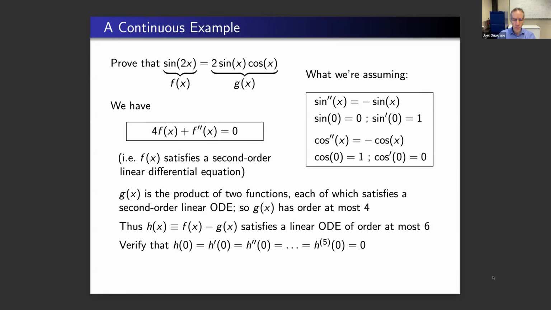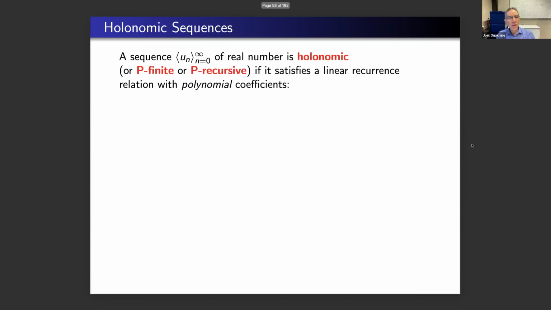So h of 0, h prime of 0, dot, dot, dot, up to the fifth derivative of h at 0 is 0. And once I have this, I automatically know that h is identically 0. In other words, that f of x is identically equal to g of x, and I've proven the identity I was going for. Okay, so again, if there are questions, please feel free to ask.